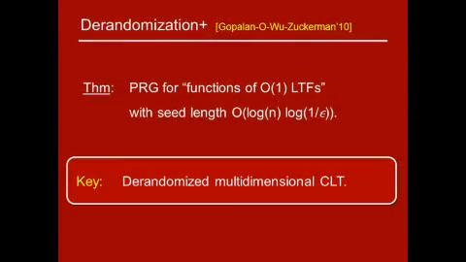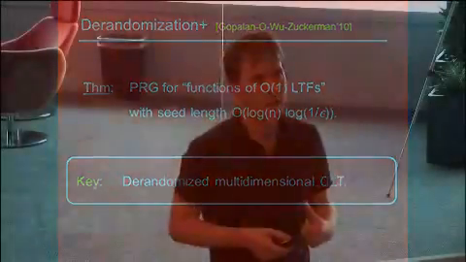So this other paper, which I did on my visit to Microsoft in Silicon Valley, when I was visiting Parikshit, we improved the derandomization result to the same result, but for functions of constantly many LTFs. Maybe the point is not to go into the details of this theorem, but somehow the key for this was that you needed a derandomized version of the multidimensional central limit theorem. So again, if you're going to do this, you need to know how to prove a multidimensional central limit theorem, and it's already kind of complicated.